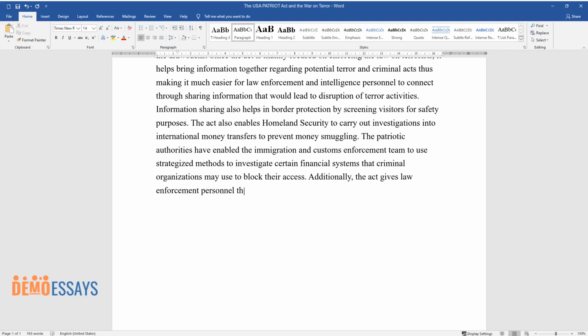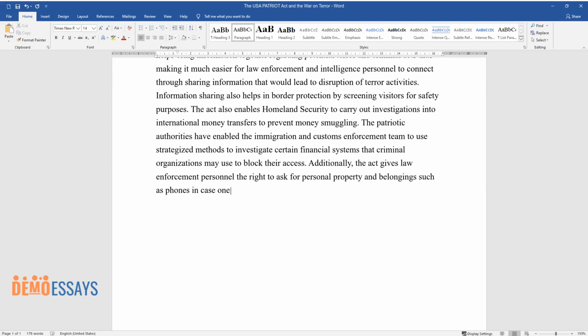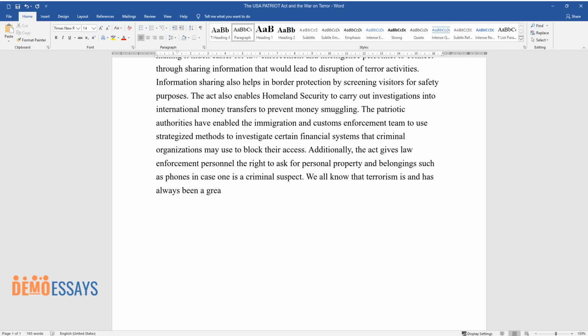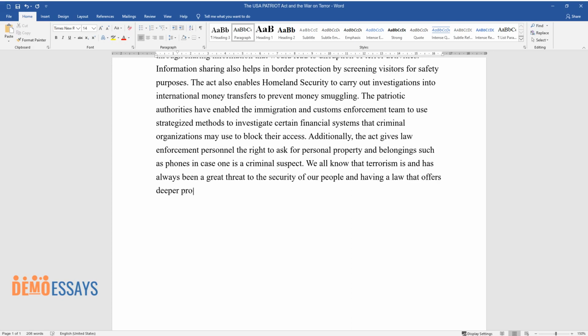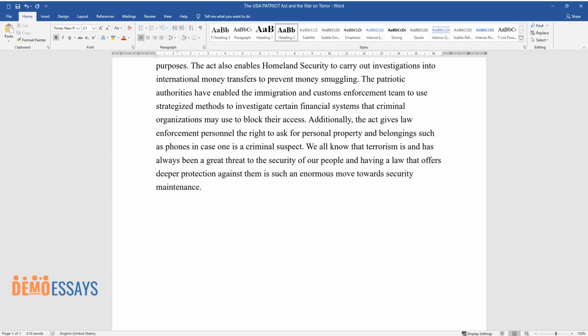Additionally, the act gives law enforcement personnel the right to ask for personal property and belongings such as phones in case one is a criminal suspect. We all know that terrorism is and has always been a great threat to the security of our people, and having a law that offers deeper protection against them is such an enormous move towards security maintenance.